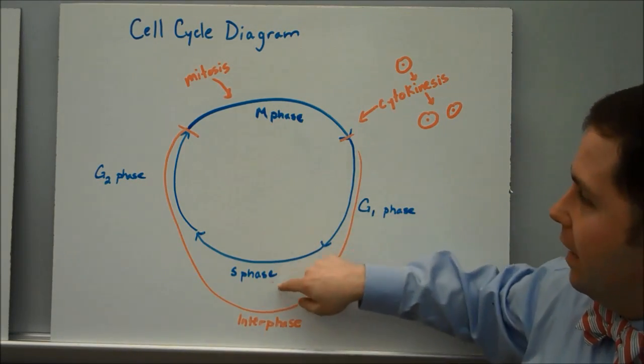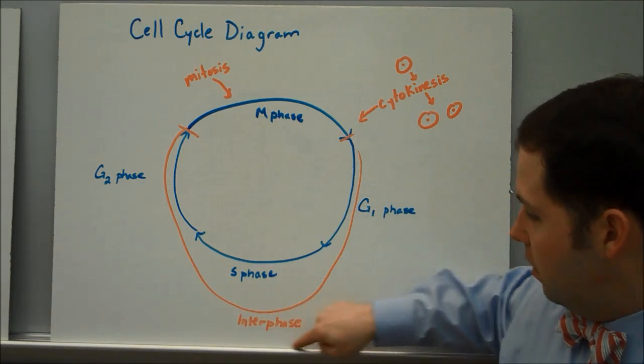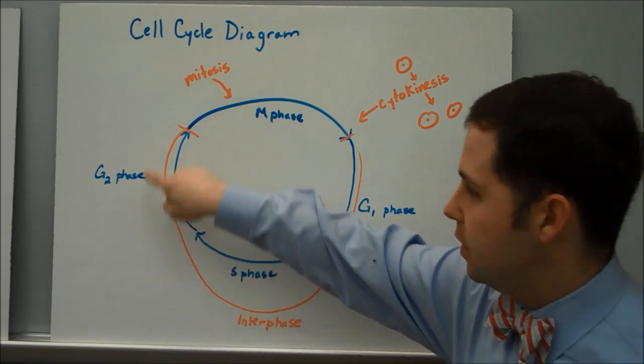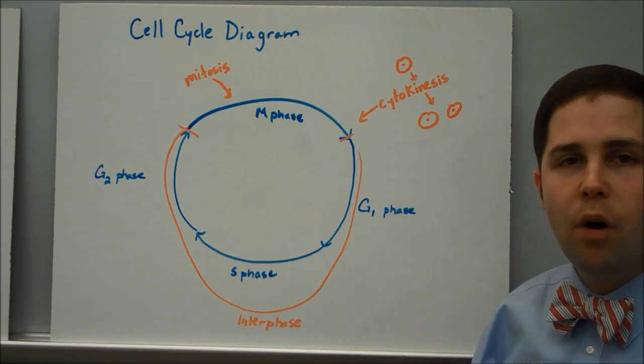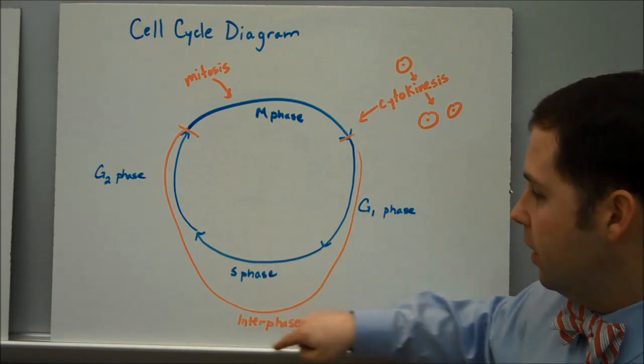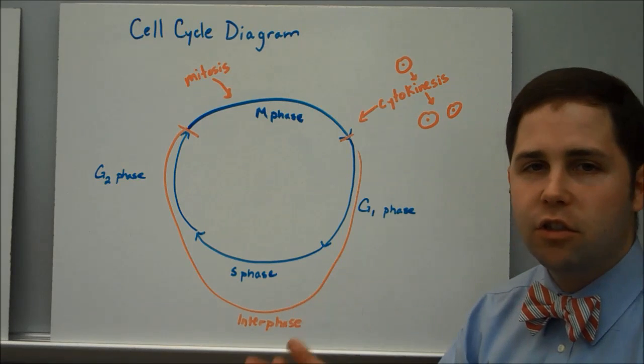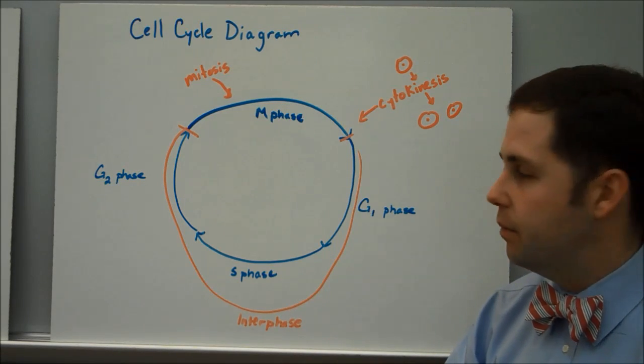So G1, S phase, and G2 phase are also called interphase. So we'll call these three steps of the cell cycle interphase. And most of the time, your cell, any cell you look at, is going to be in interphase. That's where it's going through either the process of duplicating its organelles, duplicating its DNA, or just growing the final little bit that it needs to grow.